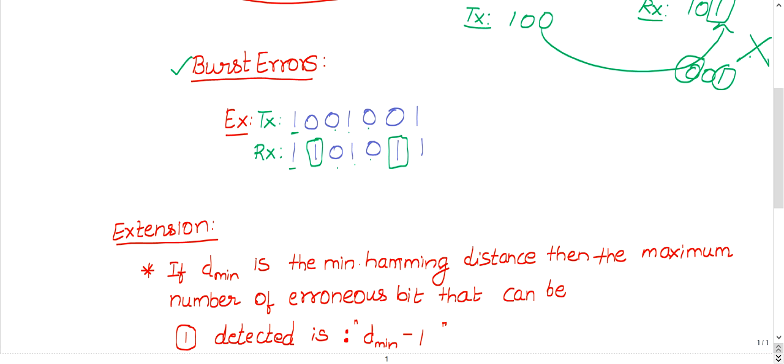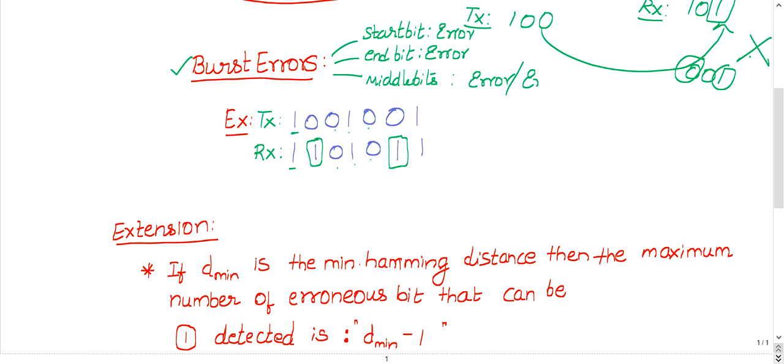So what are burst errors? I'll give you a brief definition. A burst error should satisfy 3 conditions. The start bit should be an error bit, and the end bit should be an error bit. And the middle bits can be error prone, or they can be error free also, meaning no error bits.